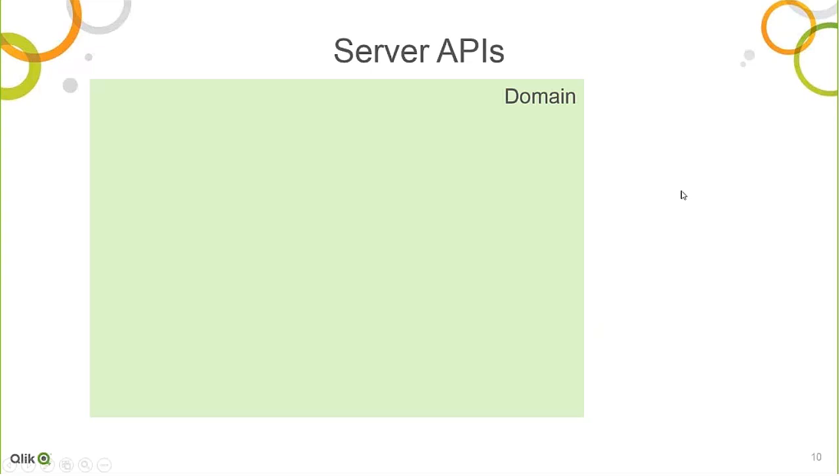So after that, we can talk something about the server side APIs. Within Qlik Sense domain, you always have a proxy in front of all the other services. And compared to client APIs, server APIs are more uniform. In this case, we have two main APIs.